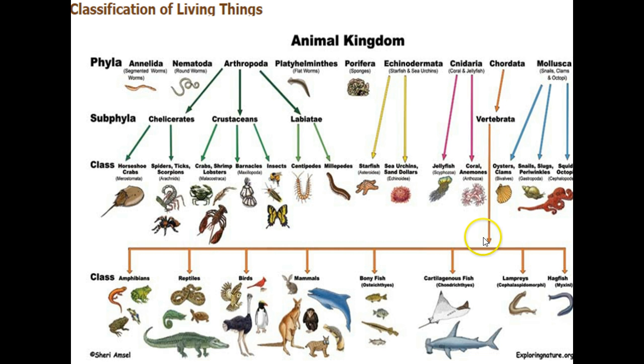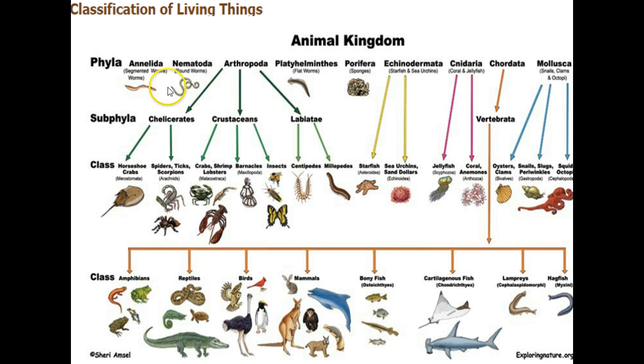And then if you look below, it would be the class: amphibians, reptiles, birds, mammals, bony fish, cartilaginous fish, lamprey, and hagfish. And we're going to study these later in the year, and we're going to see videos of them. They're pretty interesting looking creatures. But basically, you need to know for the actual test: amphibians, reptiles, birds, mammals, and then fish.